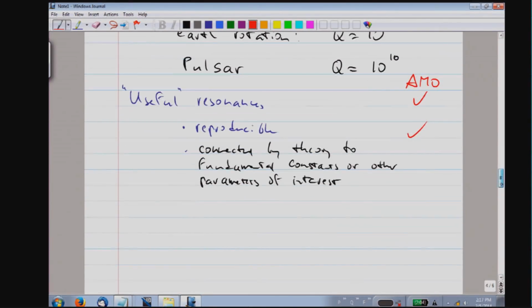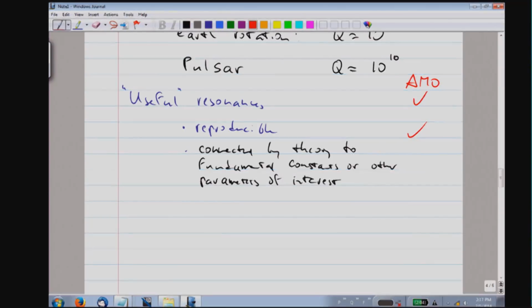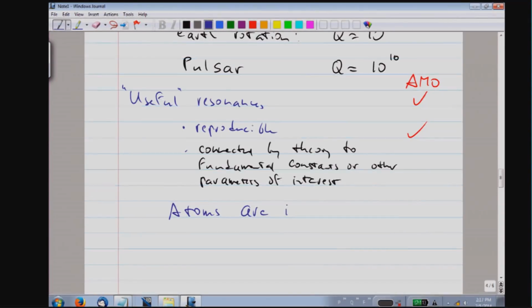And if we compare to astrophysical oscillators or quartz oscillators or fabricated oscillators, in atomic physics, we have the great advantage that atoms are identical. We know when we measure a transition in atomic hydrogen in Japan, in Europe, and in the United States, the value has to be the same. For other oscillators, you often don't know that.